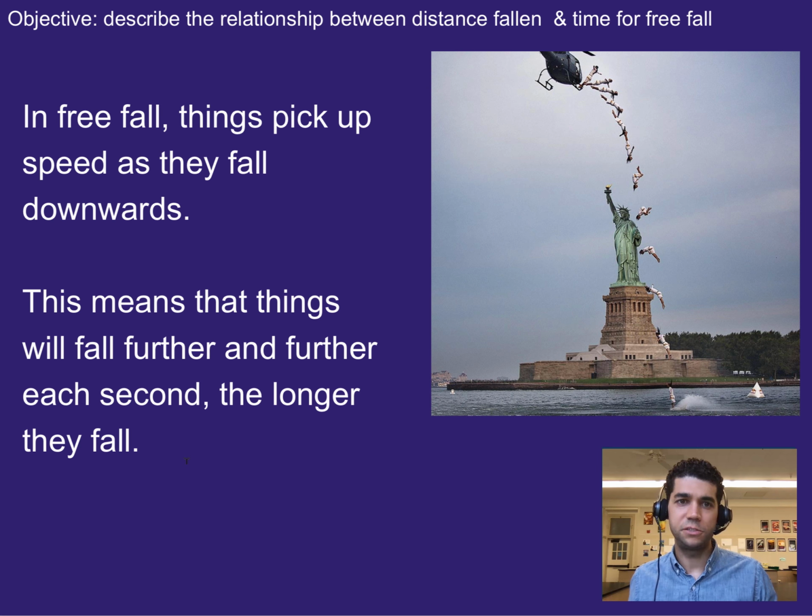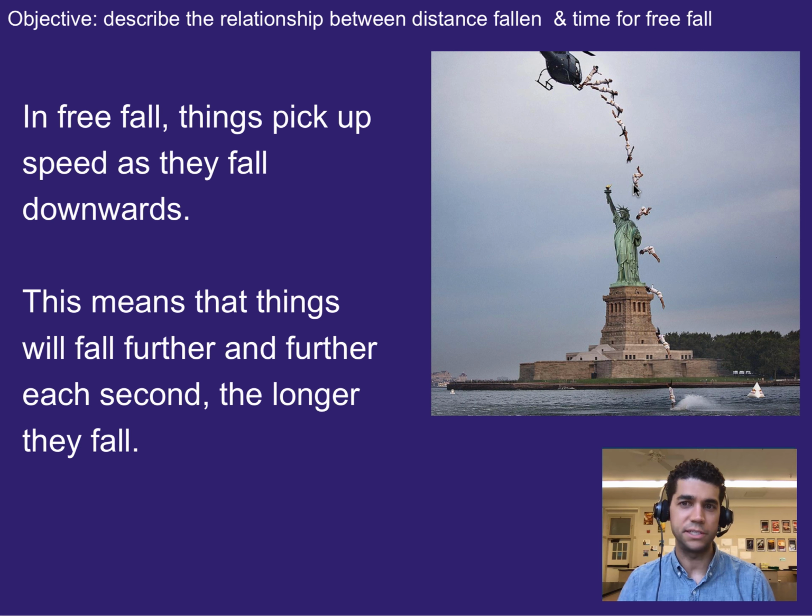All right, so in freefall, things pick up speed as they fall downwards. We've talked about that using the equation v equals u plus acceleration times time, or a times t. This means that as things fall, they fall further and further each second. So looking at a snapshot diagram, or in this case, a snapshot photo or stroboscopic photography, we can see that the distance between each snapshot is increasing as this person falls. That means they're speeding up.